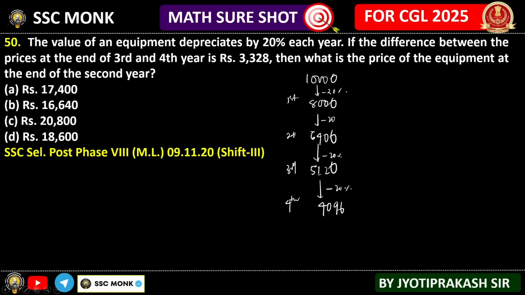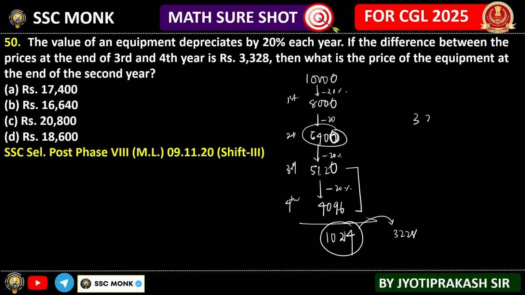Now what is it saying? What is the difference between the third and fourth year? So this difference, that is equal to what? 10 minus 6 is equal to 4, 11 minus 9, 2, 450 minus 40, 10. So this 1024 is equal to 3328. So what is 6400? Sir, 3328 divided by 1024 into 6400 is the answer.